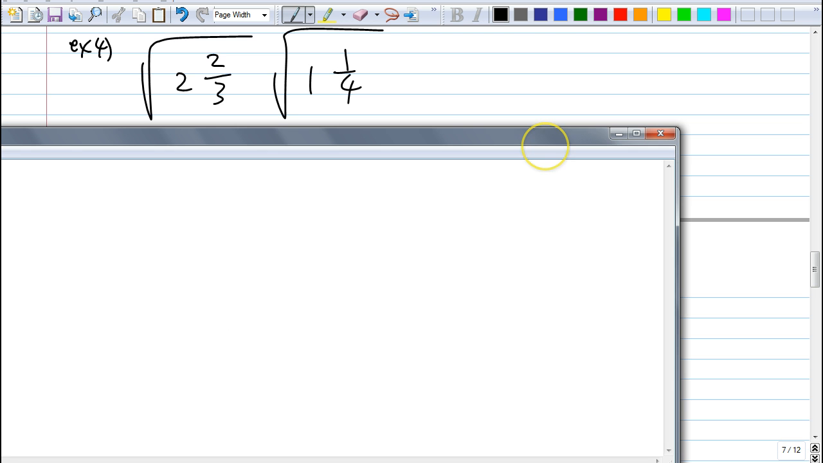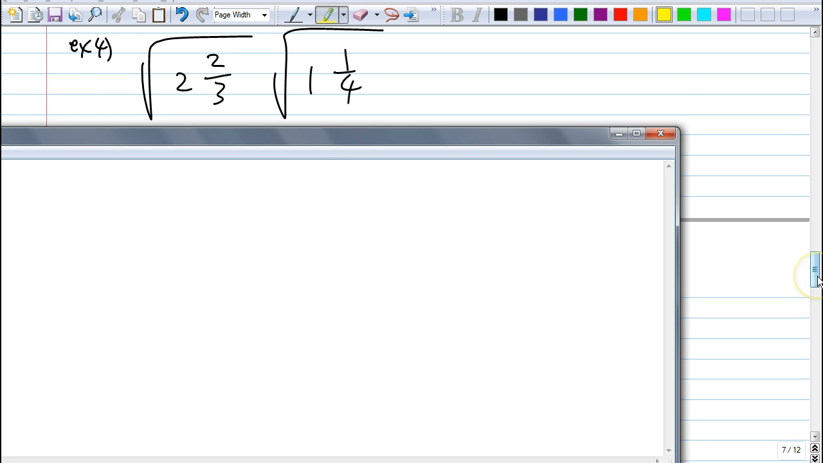All right. Okay, now everybody try example 4. How do I multiply square root of 2 and 2/3 times square root of 1 and 1/4? We've got some mixed numbers now. Do you think we need to change these mixed numbers to improper fractions? Yeah. Go ahead, everybody do it. I'll wait. You should be able to simplify this expression. Okay, I'll wait.